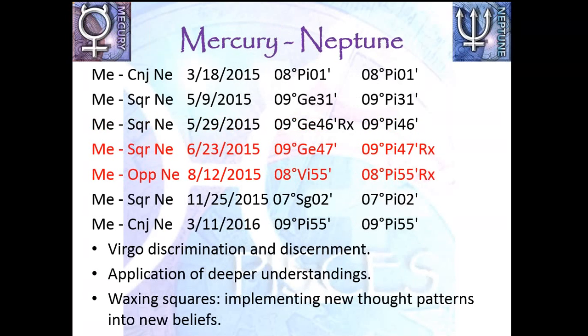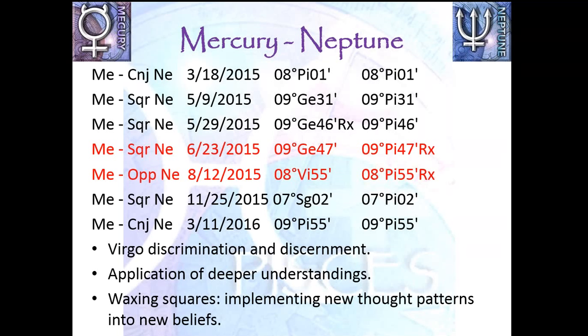Now, we also have Mercury having an opposition to Neptune, August 12th, but we're just coming off of this last Mercury retrograde in Gemini, where it's been making 3 waxing squares to Neptune, implementing new thought patterns into new beliefs. Beliefs are nothing more than conditioned thoughts. Mercury retrograde shakes up the conditioned thoughts and allows us to create new ones. Gemini, let that one go, move into a new one. Flip the switch with the Gemini twins, as I like to say.